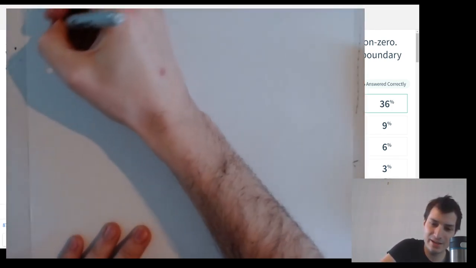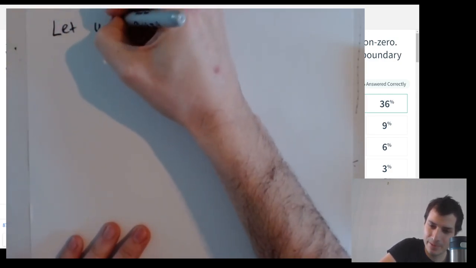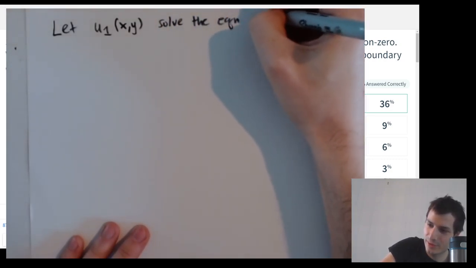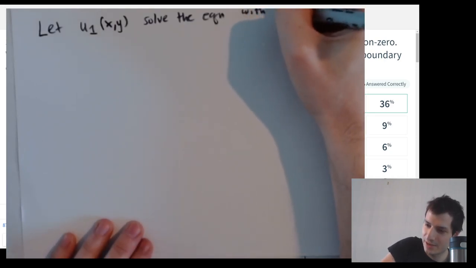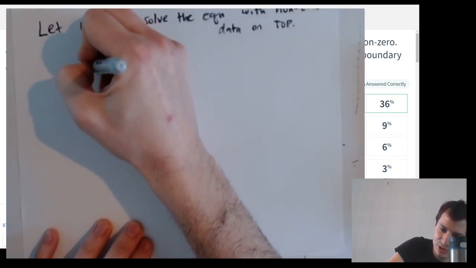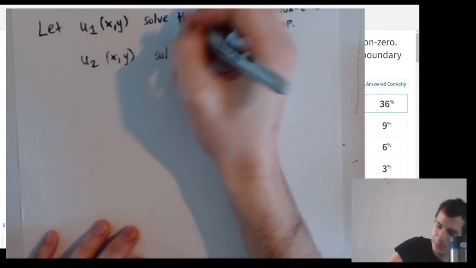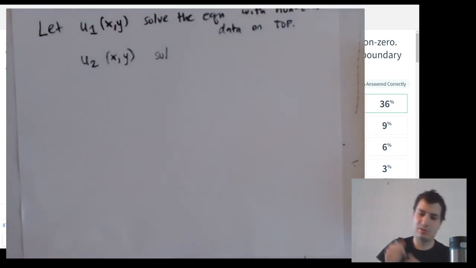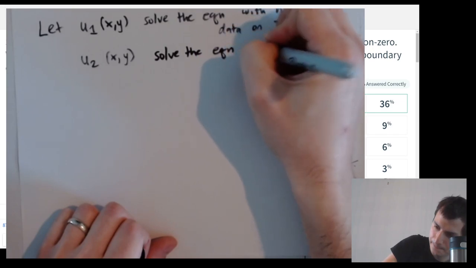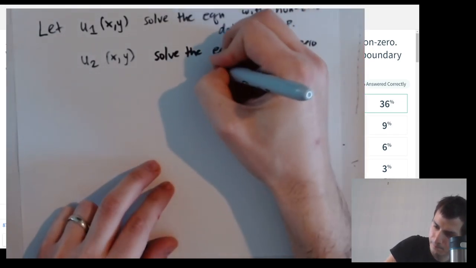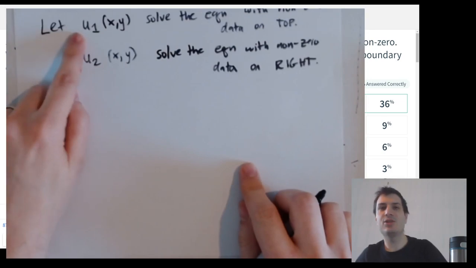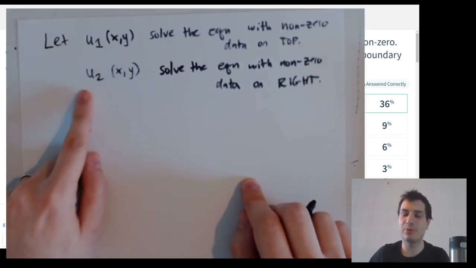So let's let U1 of x,y solve the equation with non-zero data on top. And let's let U2 solve the equation with non-zero data on the right. So this U1 is exactly what we did. U2 is the textbook example.